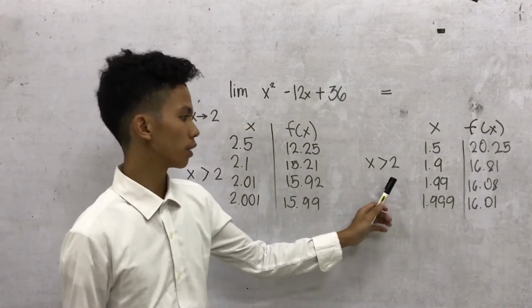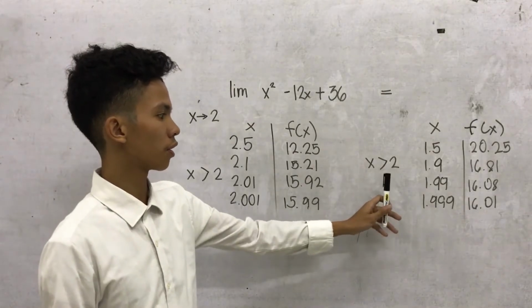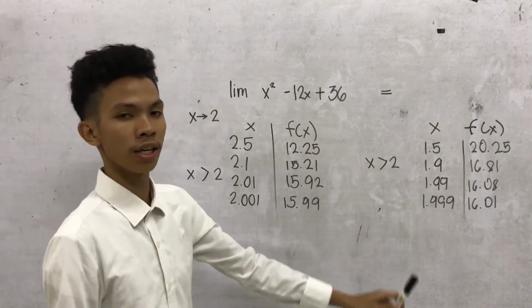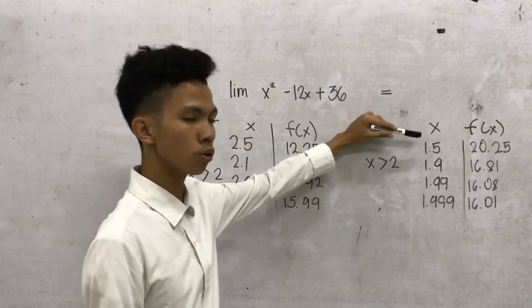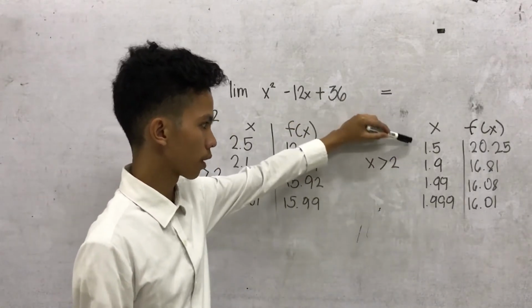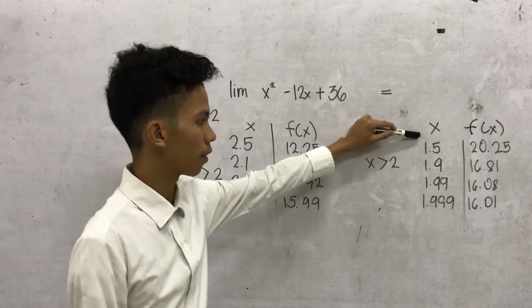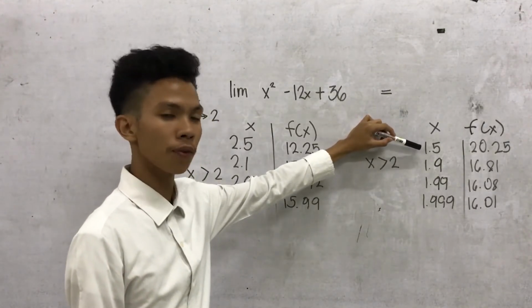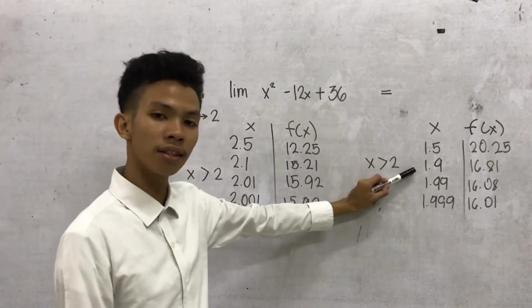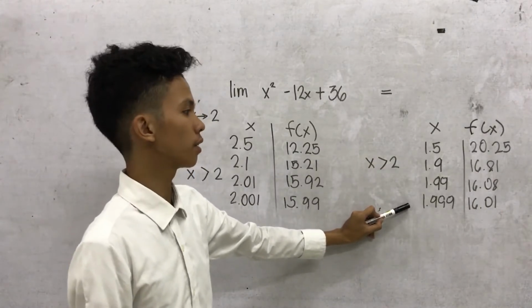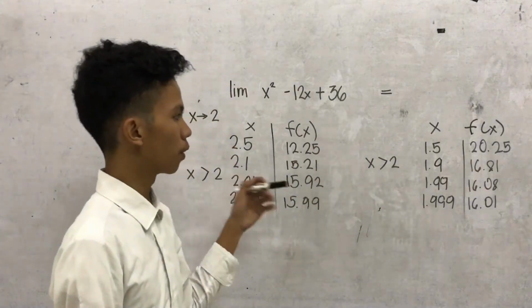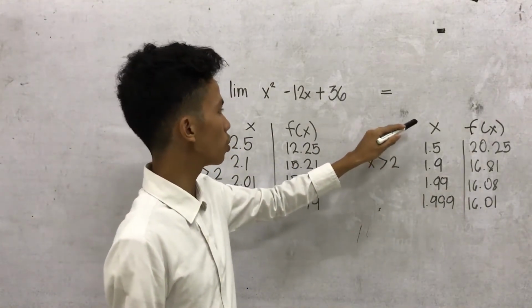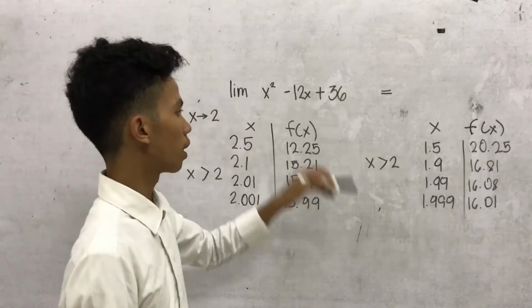In the other table, the values of x are less than the approaching number, or less than 2. So we need to find values that are less than 2 and are approaching 2. The first value is 1.5. Then the preceding values are 1.9, 1.99, and 1.999. Like in the other table, we need to substitute the values of x in the given formula.